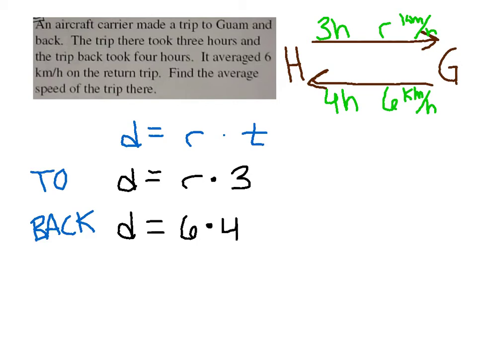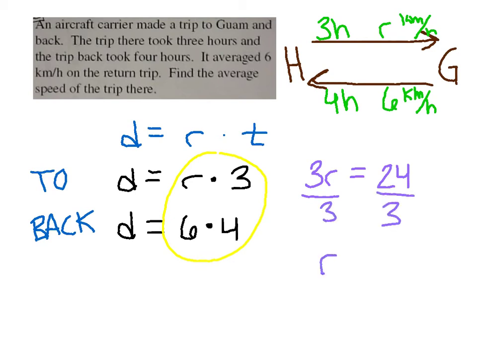So here's a cool little trick. Because your distances are the same, because they're equal, we can set these two equal to each other. So I have 3R equals 6 times 4, which is 24. In order to get R, I'm going to divide both sides by 3. So my average speed on the trip there is going to be 8 kilometers per hour.